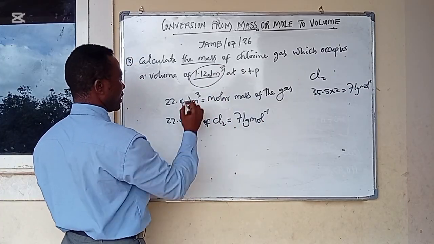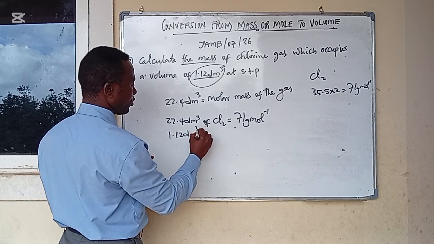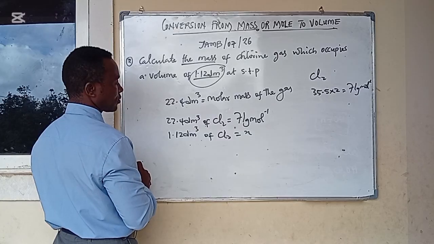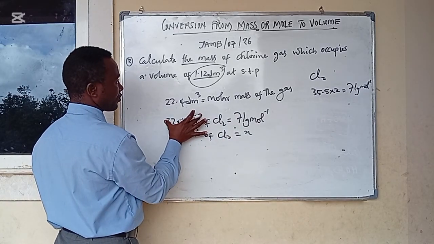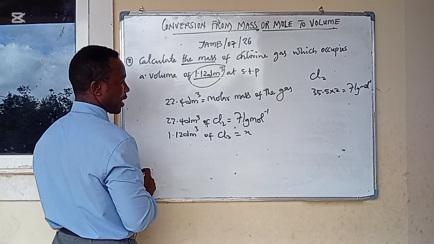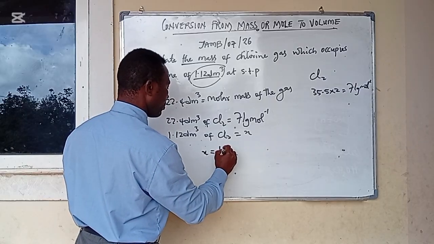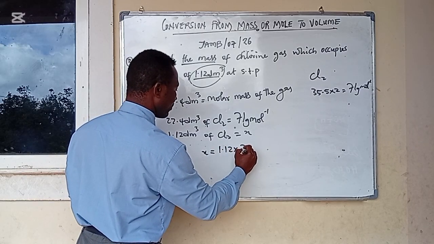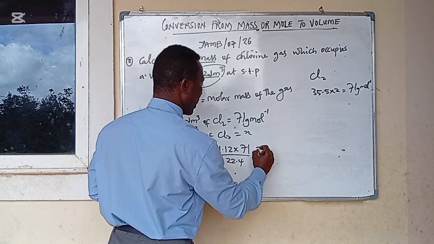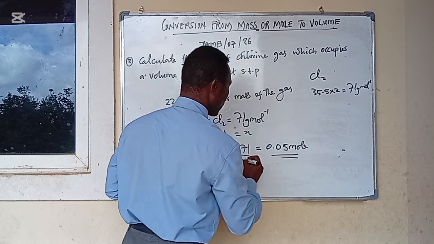then the 1.12 dm cube of chlorine gas, what will it give us? Take it to be x. The molar mass will give us 22.4, then the volume that is given will give us which mass. So our x will become equal to 1.12 times 71 over 22.4, that will give us 0.05 mole as the answer. So that is the answer.